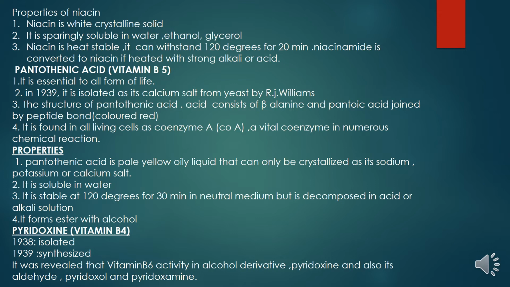Next is pyridoxine, vitamin B6. In 1938 it was isolated, in 1939 it was synthesized, and it was revealed that vitamin B6 activity is in the alcohol derivative pyridoxine and also its aldehyde pyridoxal and pyridoxamine.